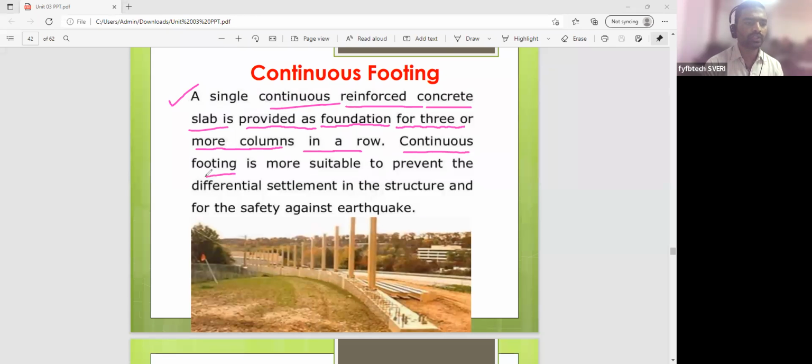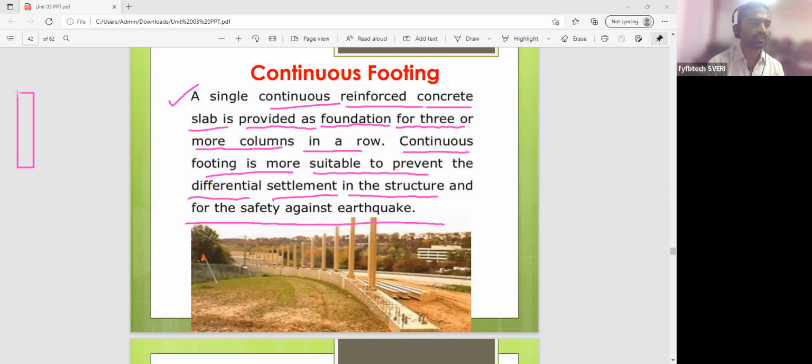Continuous footing is suitable to prevent the differential settlement in the structure, and for safety against earthquake.